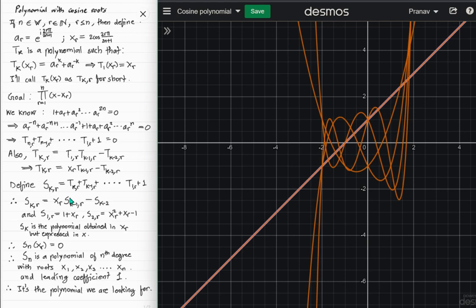I did say that x sub r, just replace that by x, and that gives you a polynomial. Yes, but okay, you should understand what I'm saying. Fine.